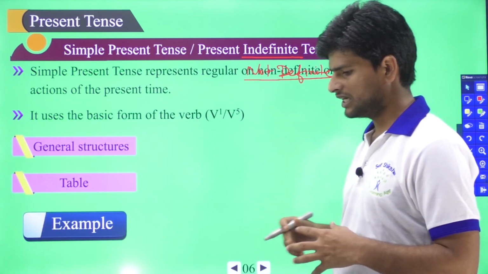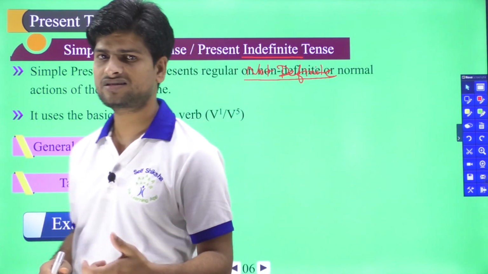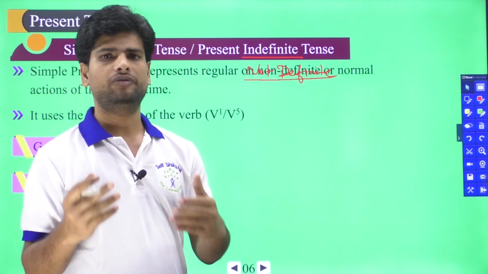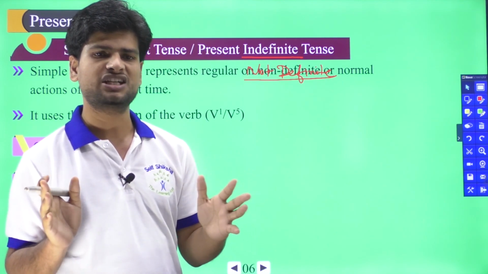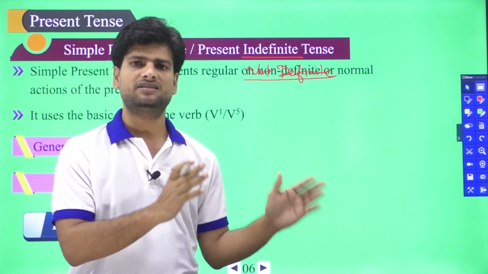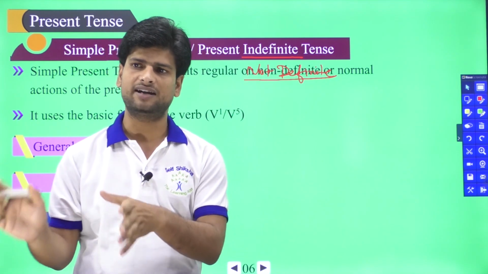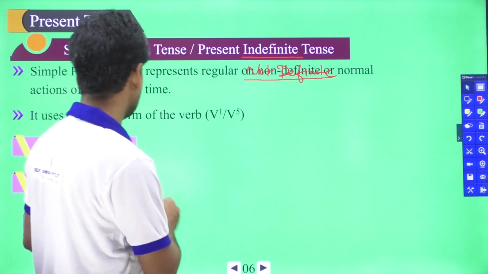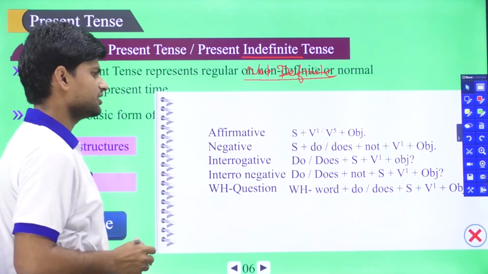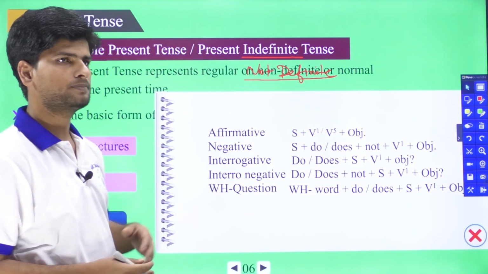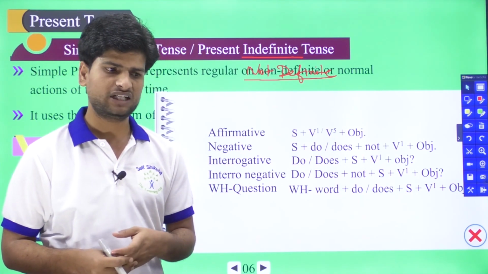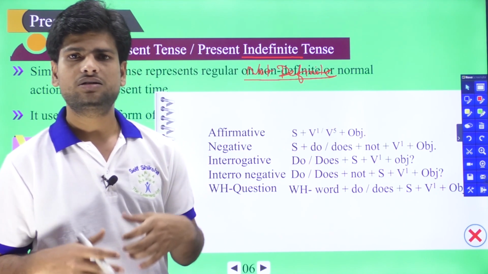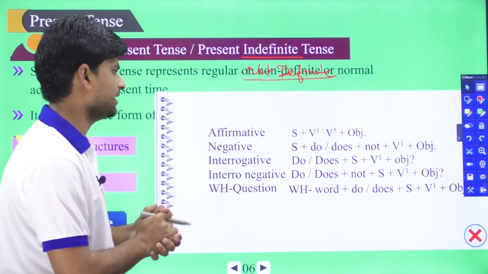Now we will look at the general structures of this tense. इस tense का structure क्या होता है, कैसी format होती है? So you will very well know the basic structure of each and every sentence. That is, the sentence has a subject, a verb and an object. So what is the structure of simple present tense? उसका structure क्या होता है? Basic structures or general structures we will look at in all the forms of sentence structure, that is affirmative, negative, interrogative, interro-negative and WH questions. तो ये सारी चीज़ें हम देखेंगे.